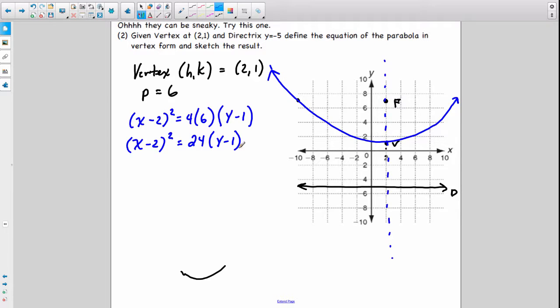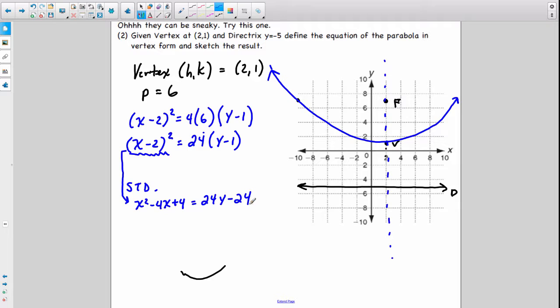Next part of the question is, let's put it into standard form. Now for this, we're going to have to do a little bit of work, not like the last one. This guy, we're going to have to blow out. We're going to have to distribute here, and then get y all by itself. So I think we're all pretty good at this. So let's skip ahead, the box method, and let's go to the final answer there. x squared minus 4x plus 4 equals 24y minus 24.